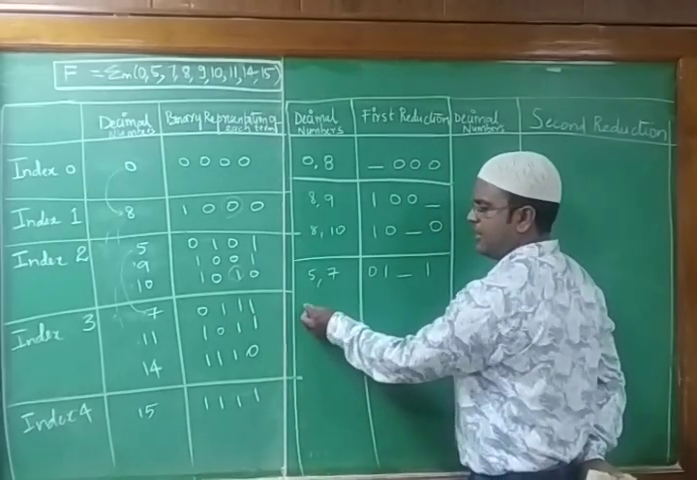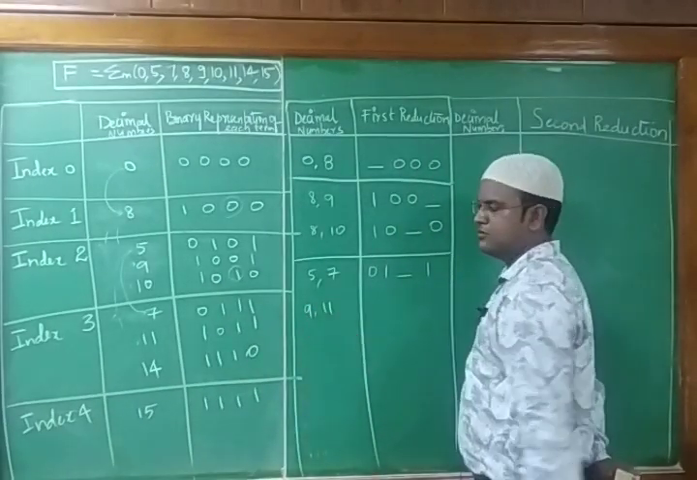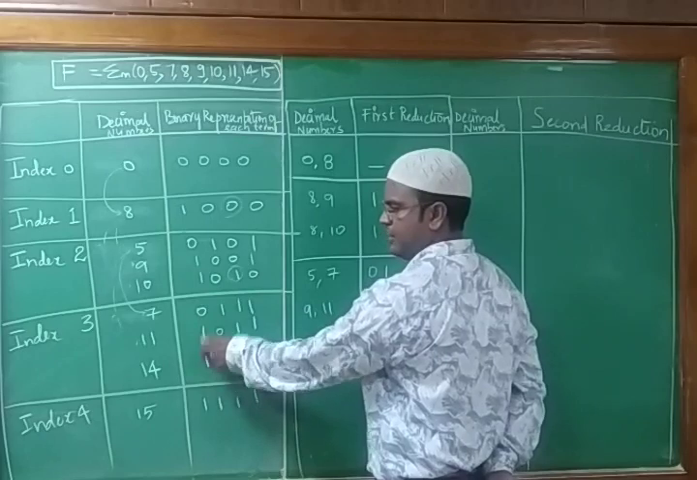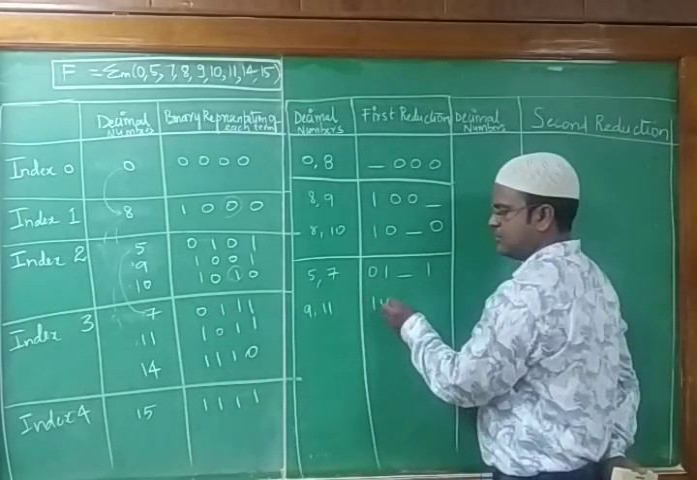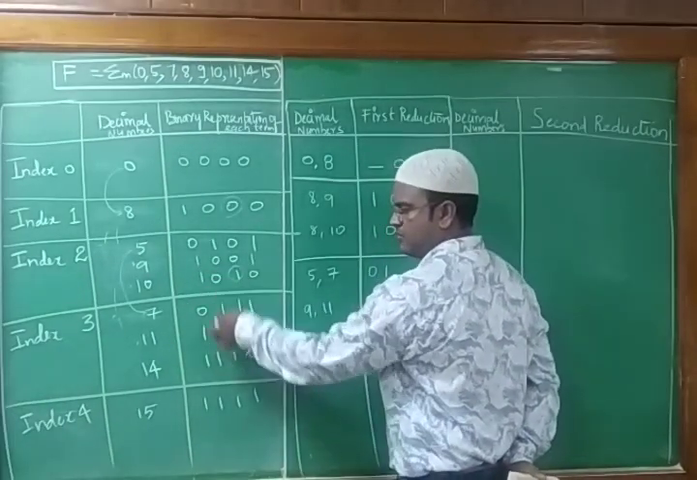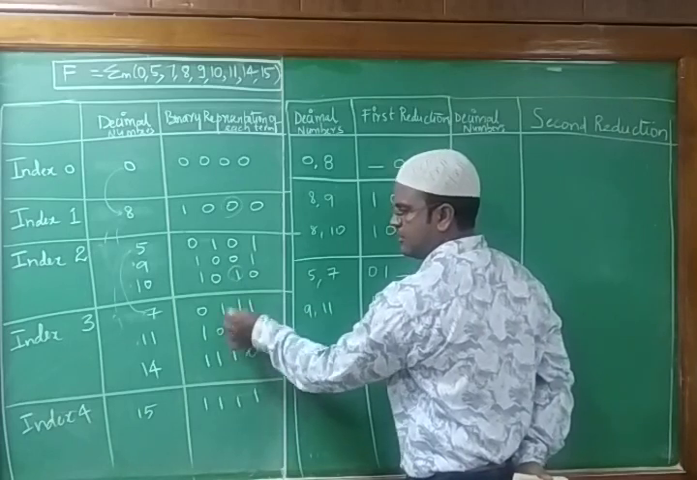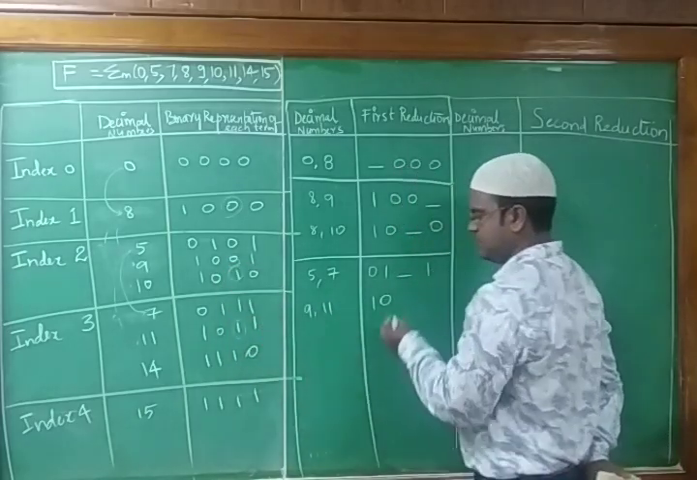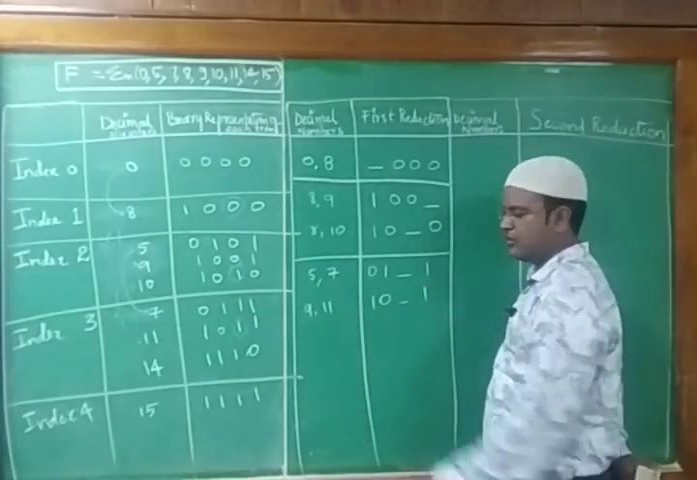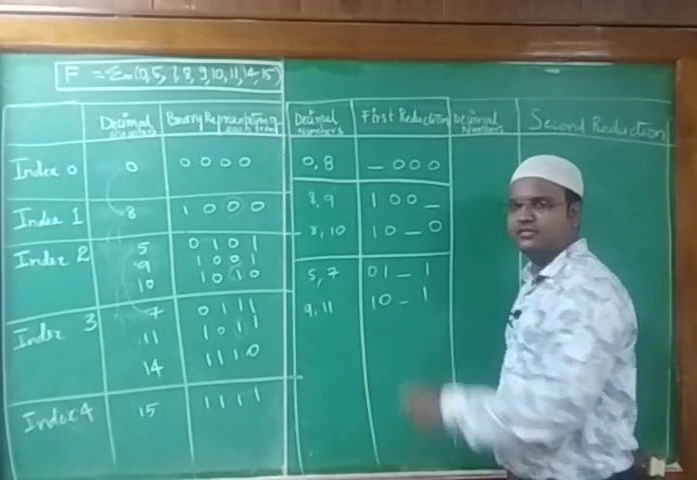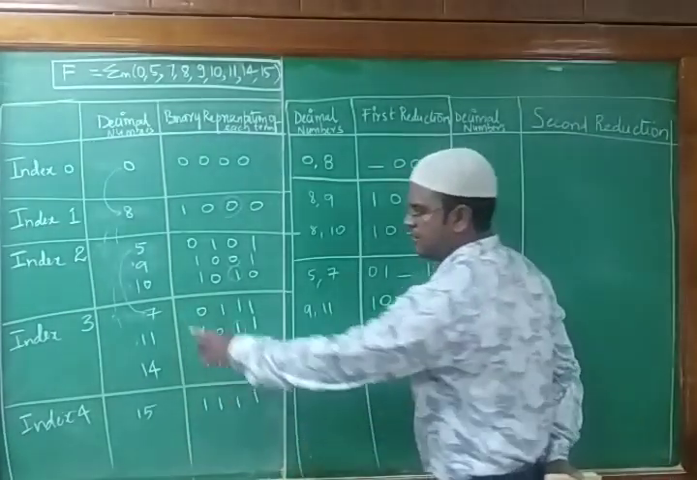So what can I write? 9 with 11 is possible. So what is the 9 value? 1, here is 1. 0, it is also 0. So 1 and 0. Next, this bit differs. Here 0 is there, here 0, here is 1. That means dash 1. So 9 with 11 we compared. We got this answer. Next try 9 with 14.